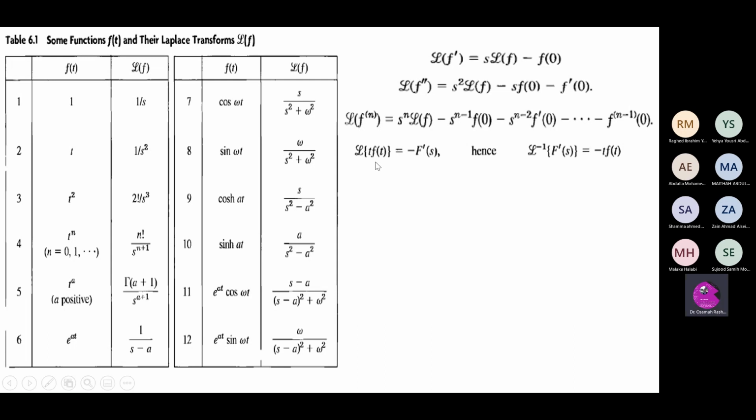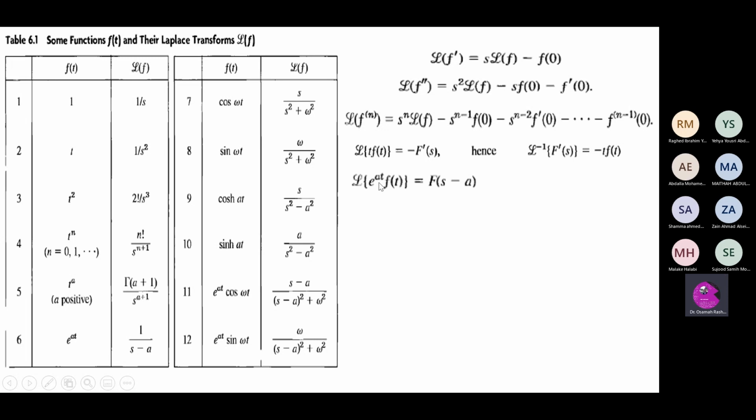If we have a function multiplied by t, we can forget about the t for a little while and find the Laplace for f of t, differentiate it with respect to s, and multiply it by minus. This is how to get the Laplace. And if we have the Laplace inverse for a derivative of some function of s, the Laplace inverse will be minus t times f of t for the original F of s, not F dash.